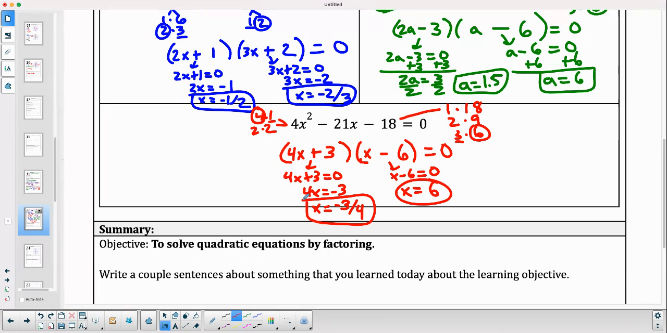Okay, so it kind of depends. If you remember your factoring really well, this will probably go really well. If you need to brush up on it, then that's exactly what we're here to work on and get better at. So tomorrow we'll do more of the same and we'll go from there.